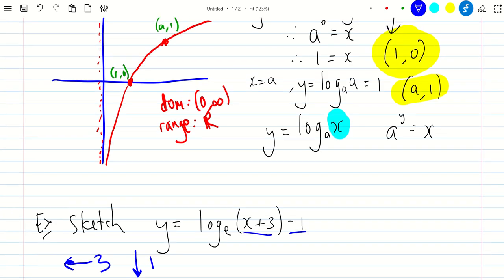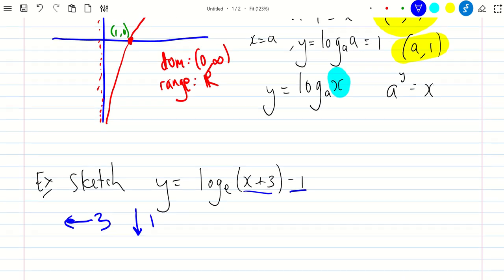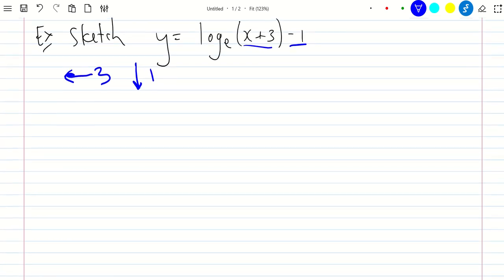If we think about the original graph, what's going to happen is that the asymptote is going to move 3 spots to the left, and the other 2 points are just going to move 1 space down. So the y value will go 1 down. a is equal to e here, and e is Euler's constant, Euler's number, whatever you want to say. So let's have a think about this.